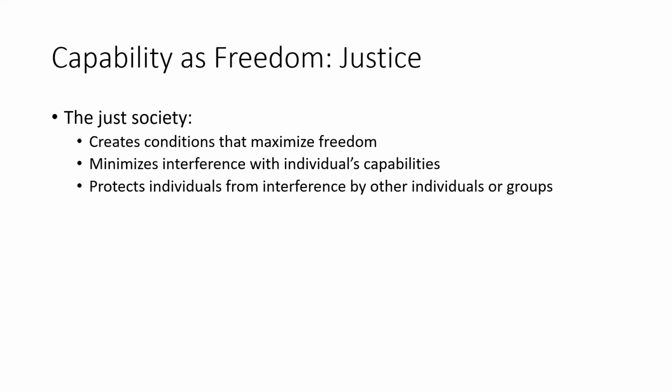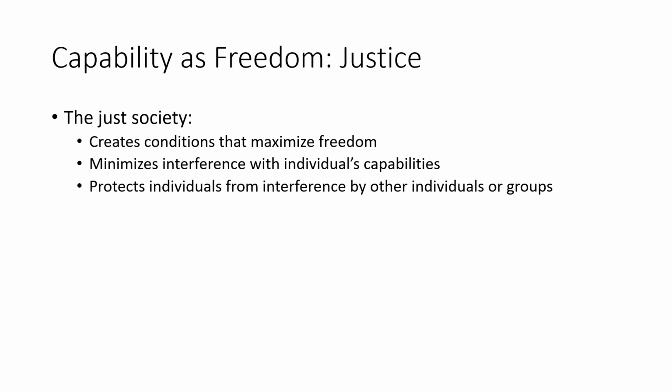All right. So finishing up, going back to Amartya Sen, capability is freedom. So what is justice? From my perspective, your text has some stuff about justice. I don't happen to agree with their perspectives on justice. So I'll share with you my perspective drawing on Amartya Sen. The just society creates conditions that maximize freedom. So it creates the environment, the capability set that maximizes the ability for everybody to choose the thing that gives them the greatest sense of flourishing and fulfillment.